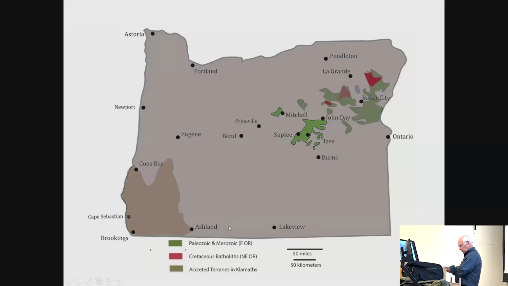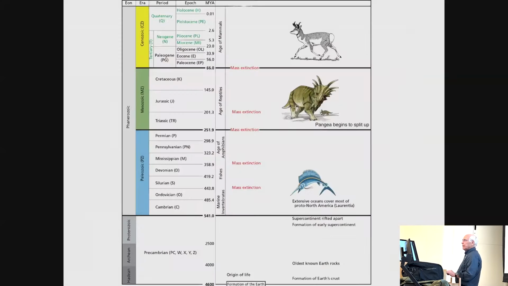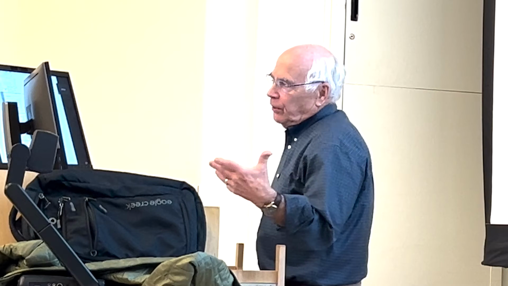So I'm going to do a little bit to characterize the Mesozoic time period. This is a geologic column showing the history of the Earth. The Earth began presumably about 4.5 billion years ago. And the Mesozoic goes from about 250 to about 65 million years, something like that.